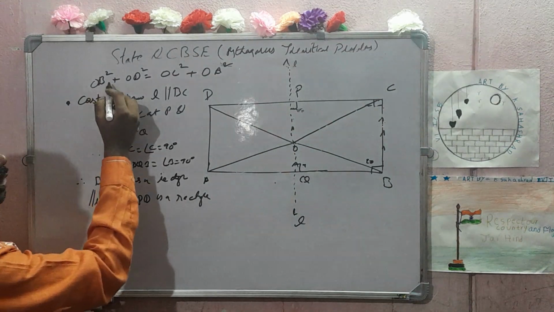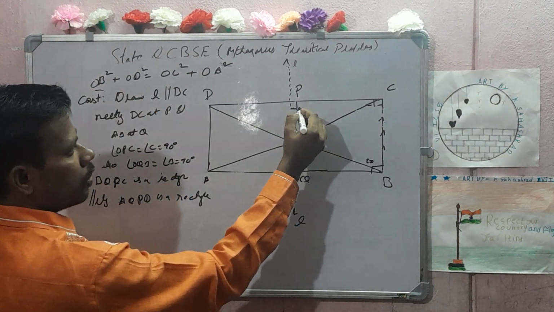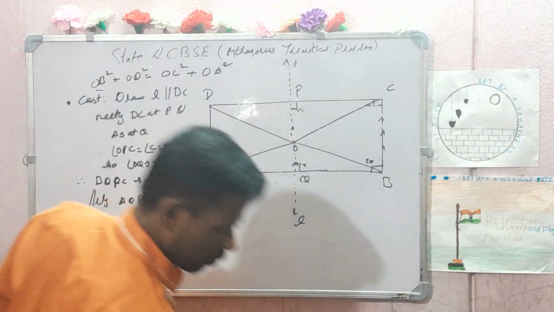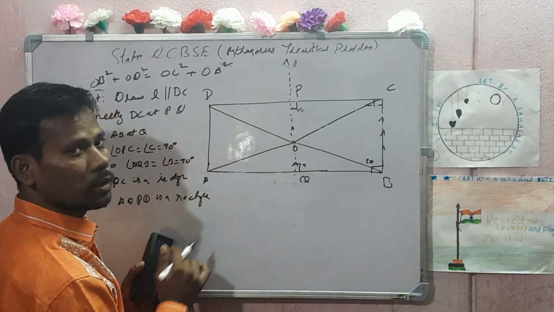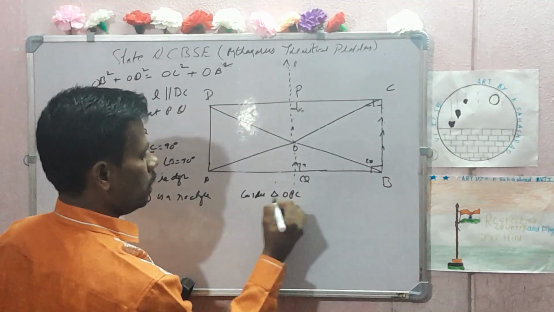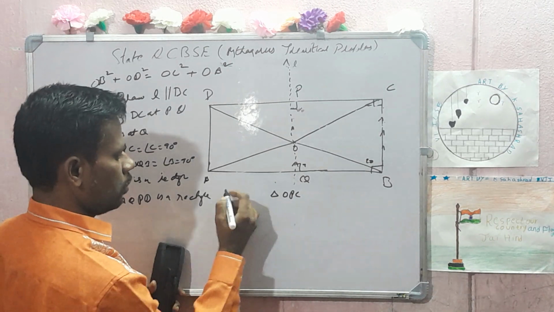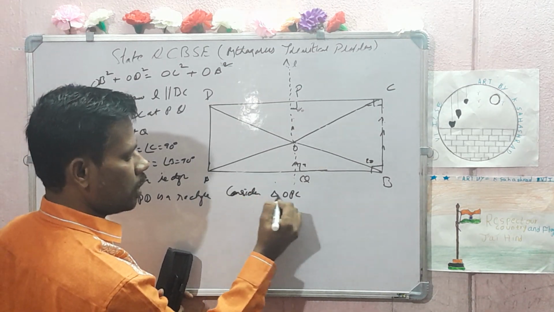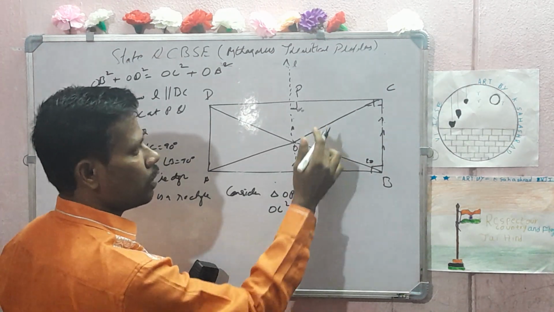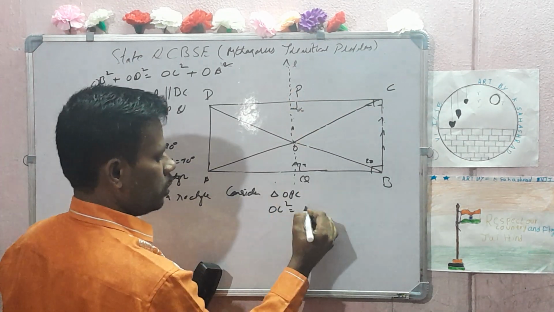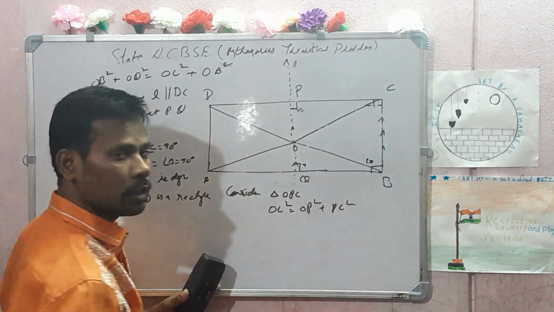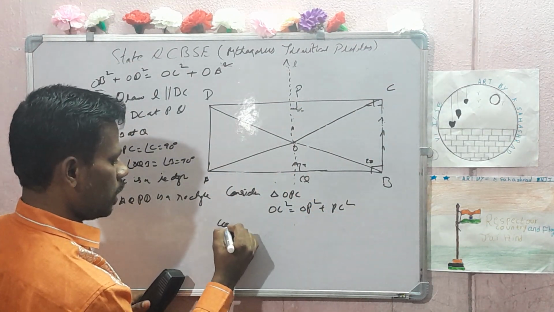Now come back to this Pythagoras theorem. So consider this triangle, triangle OPC. Square on the hypotenuse, OC square, is equal to what? OP square plus PC square. Right? Next, again consider triangle.